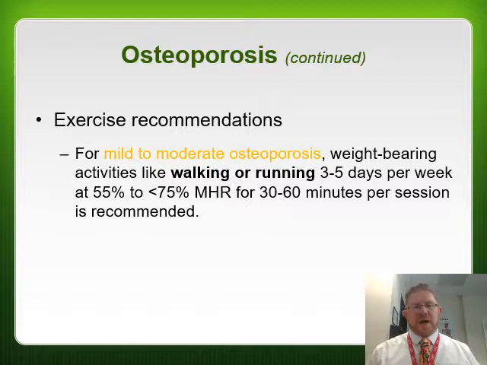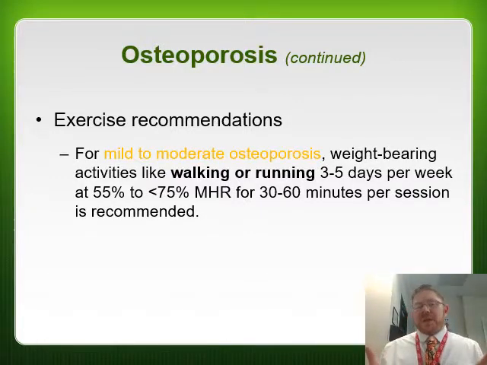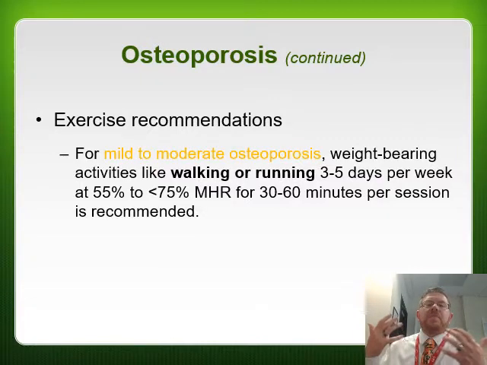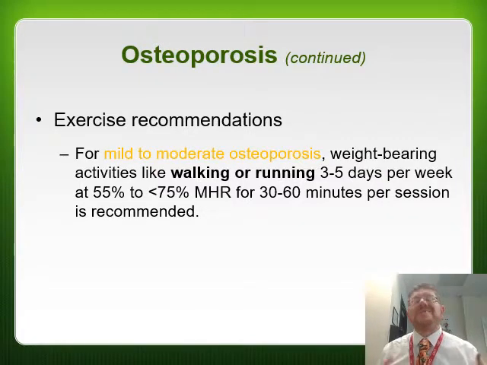If someone has mild to moderate osteoporosis, here are some basic recommendations, and they're going to sound a lot like the normal ACSM standards, which is great. Weight-bearing activities like walking or running, right? You won't necessarily want to put someone in a pool here, because when you put someone in a pool, you eliminate gravity. So now they're no longer putting any stress and strain on the bones, so the bones don't have as much room to grow. So walking or running, weight-bearing activities, 3 to 5 days a week at 55 to 75% of your max heart rate, for about 30 to 60 minutes per session is recommended.